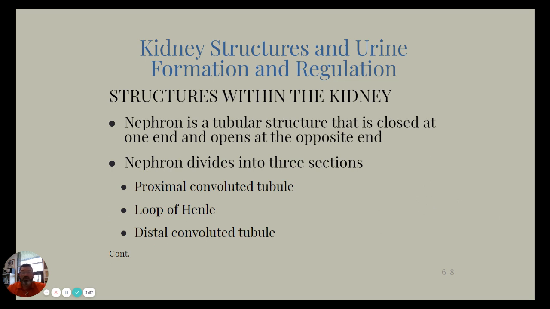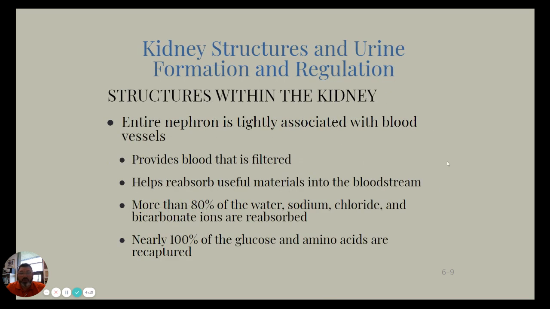So that nephron is a tubular structure that's closed at one end and opens at the opposite end, again, helping filter and control the inflows and outflows of material out of the kidney. It's divided into three sections that are listed here. That will be important for you to understand what they do.